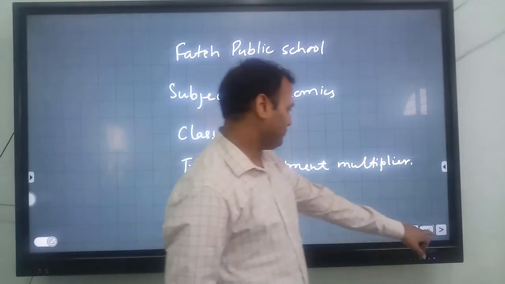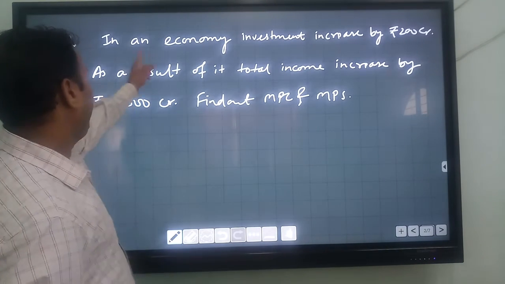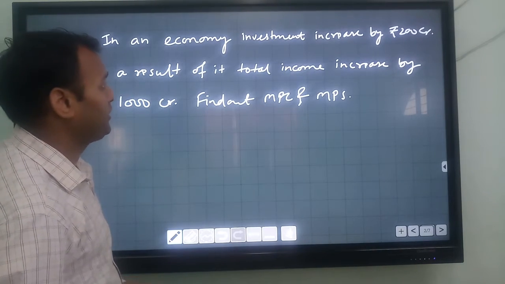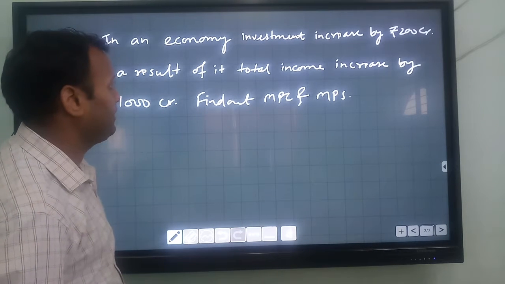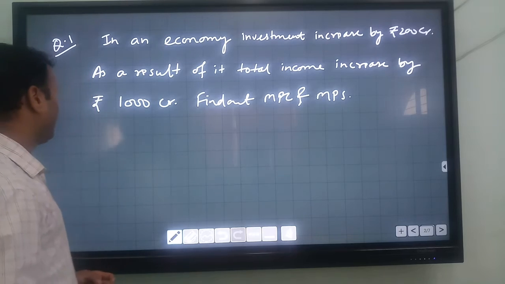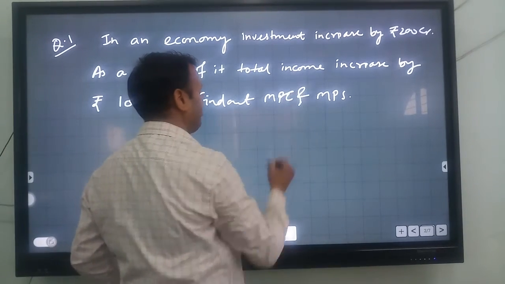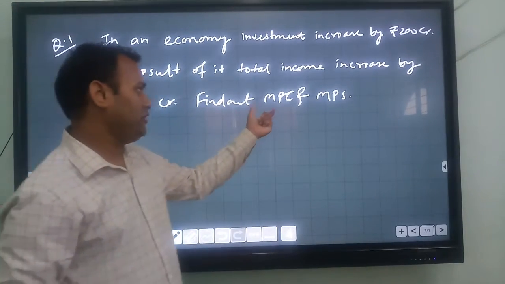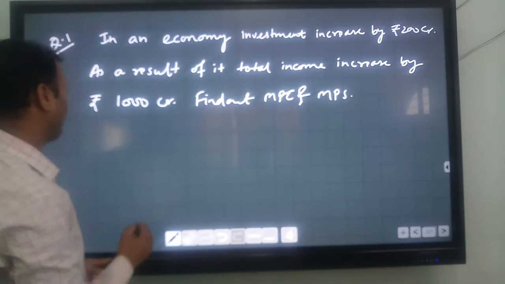Okay, so here is the first question. We are given an economy where investment increased by 200 crore, and as a result its total income increased by 1000 crore. Find out MPC and MPS. So we have to calculate the values of MPC and MPS. Okay, so what are we given?